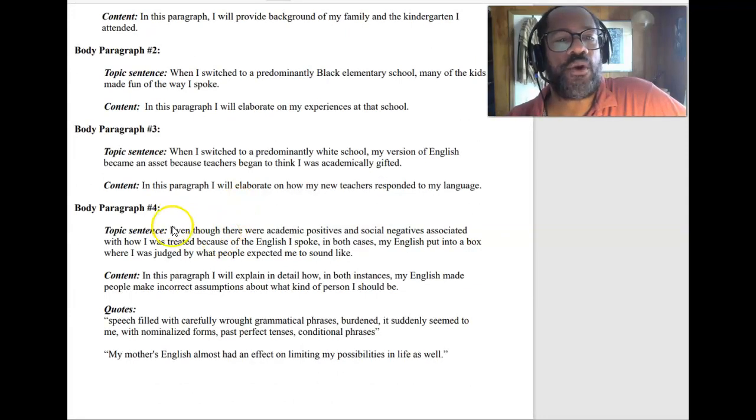Body paragraph number 4, even though there were academic positives and social negatives associated with how I was treated because of the English I spoke, in both cases, my English put me into a box where I was judged by what people expected me to sound like. Okay, that's where I'm getting more to the meat of bringing this all together.